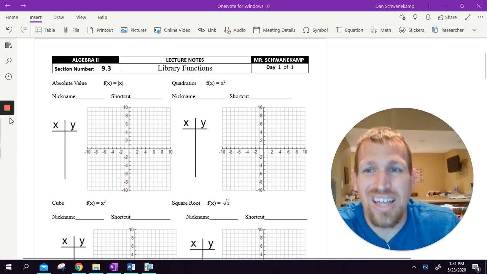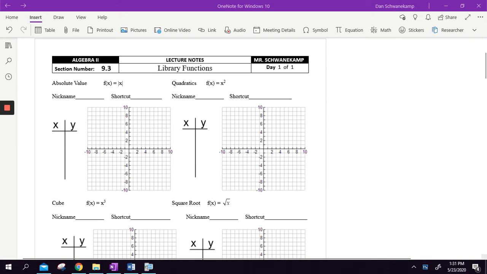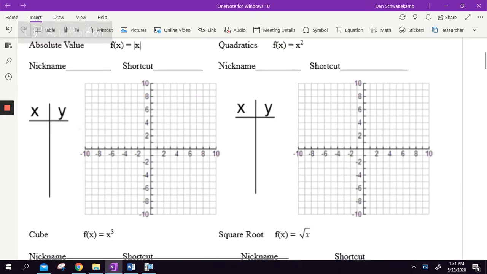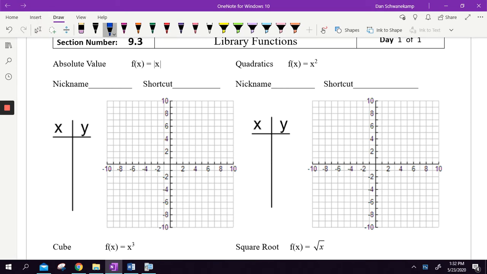You got to understand a lot of this to do anything with graphs. So don't feel overwhelmed here. You got to work your way through it. There's some memorization. You can do it without memorization, but I like memorization the best. All right, absolute value. So we're going to graph these different functions.